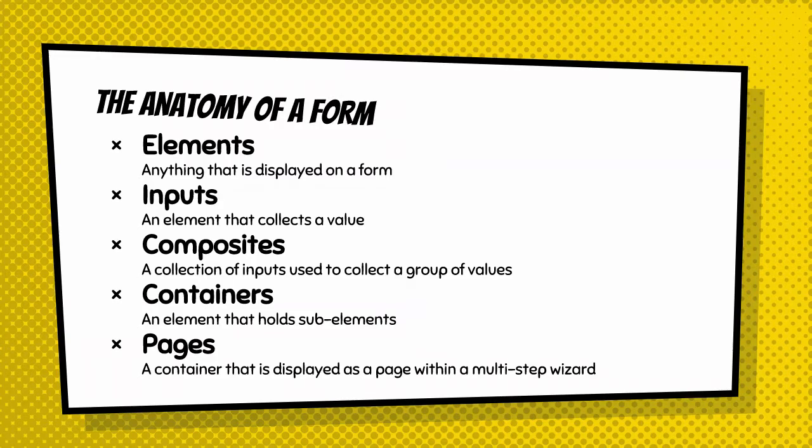Form, that's why I use the word element, because an input is an element. So an input is just something that collects a value. Composites is a group of inputs working together to collect a value, the example being an address.